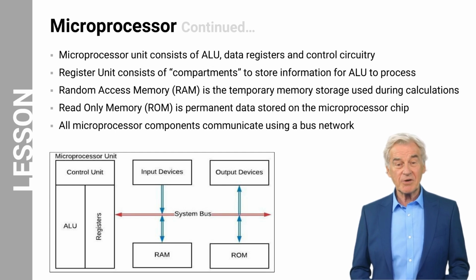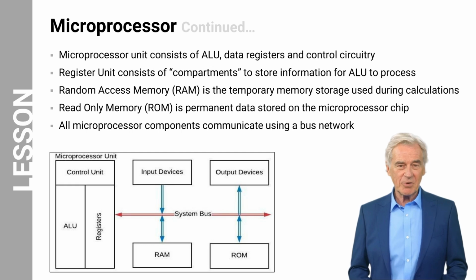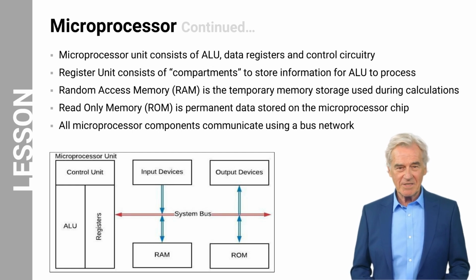All these parts communicate through a system bus. Imagine a data highway where information travels back and forth, shown by the red arrows in the diagram. When the microprocessor is working, input devices send data through this bus. The control unit directs traffic, data gets stored in the RAM or in the registers, the ALU processes it, and results travel back through the bus to output devices, while the ROM continuously provides unchanging instructions.